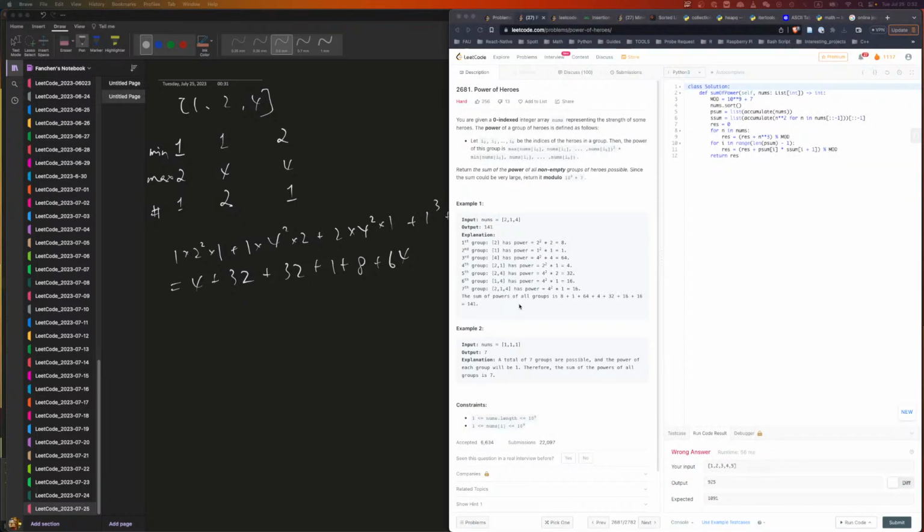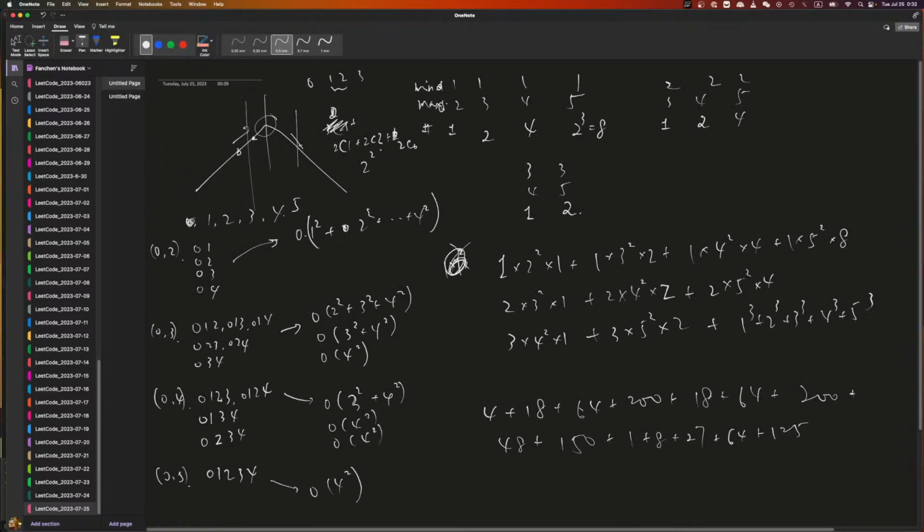That is correct. So why is the other one not right? Oh, I know why. Because I forgot 4, 5. 4, 5 has 1. So we forgot 4 times 5 squared times 1. Yes, that's 100. All right, let's add another 100. I think I solved this problem.